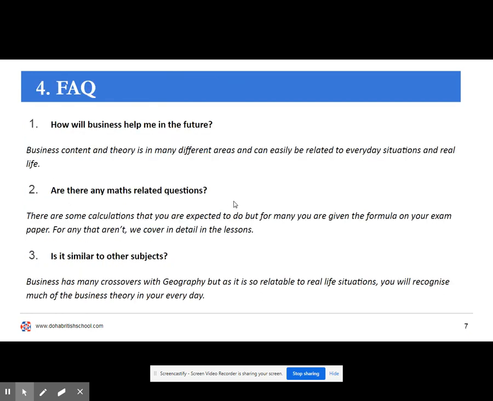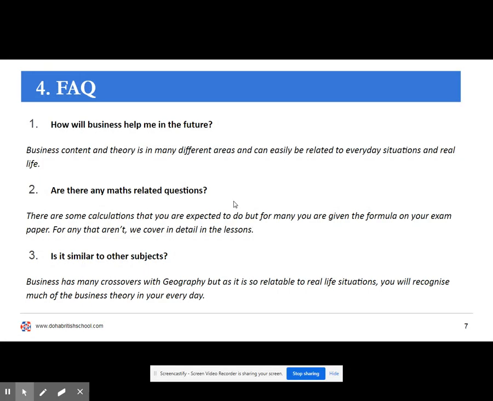Frequently asked questions. How will business help me in the future? Business content and theory is in many different areas and can easily be related to everyday situations and real life. Are there any maths-related questions? There are some calculations that you are expected to do, but for many you are given the formula on your exam. For any that aren't, we cover in detail in the lessons.